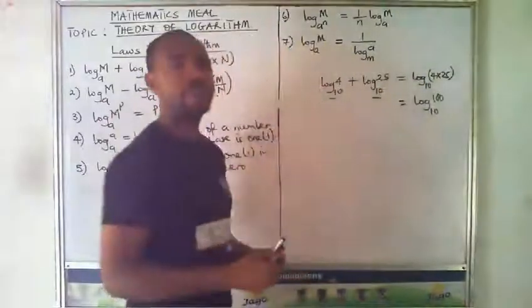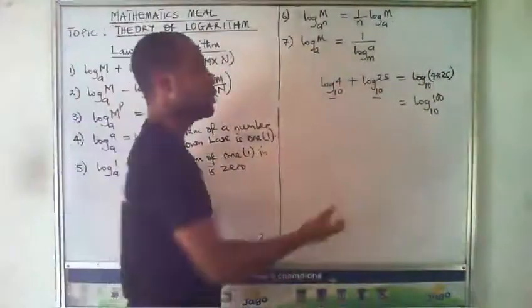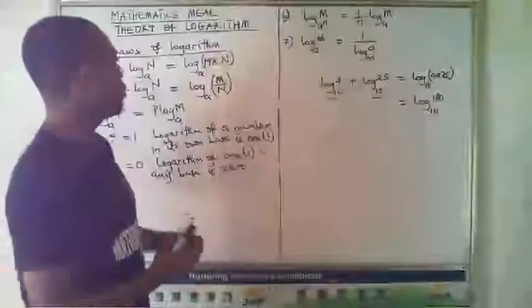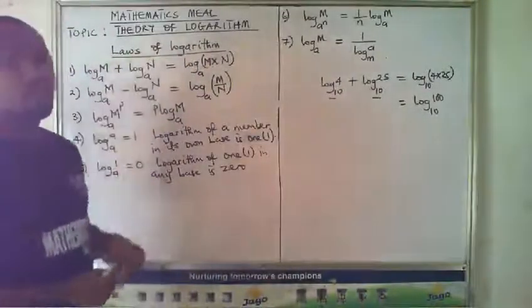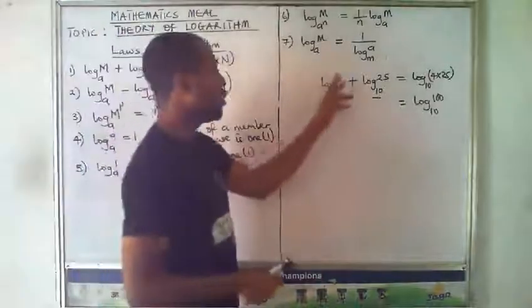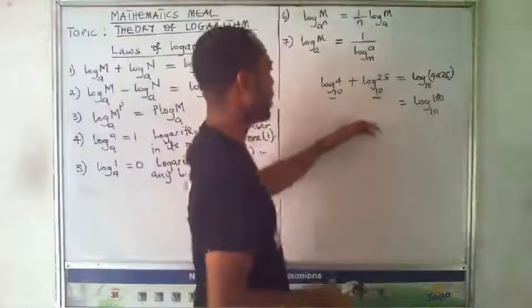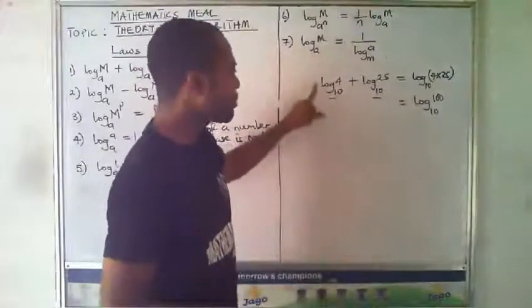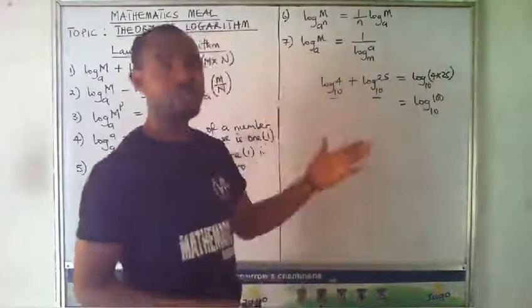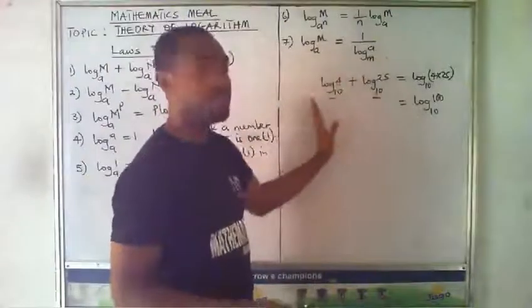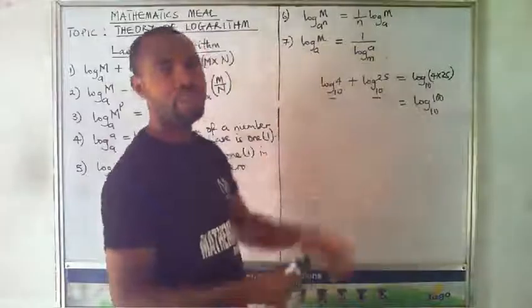We'll go further. By the time we start simplifying, we will not leave this like this, but we are not going there yet. We are just trying to show what this first law is talking about. So log 4 in base 10 plus log 25 in base 10 will give me log 100 in base 10. How did I arrive at this? I used the first law. Why did I use the first law? The 2 logarithms have the same base, and then the operation between them is what?